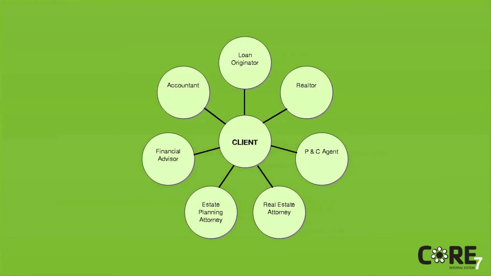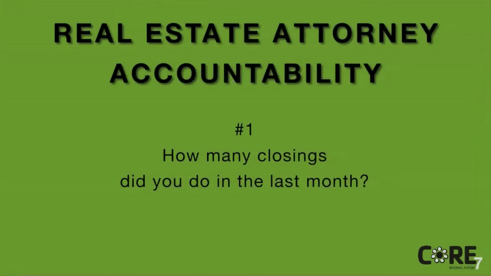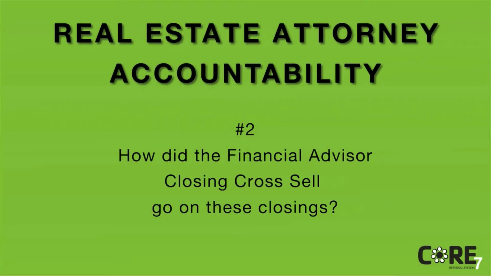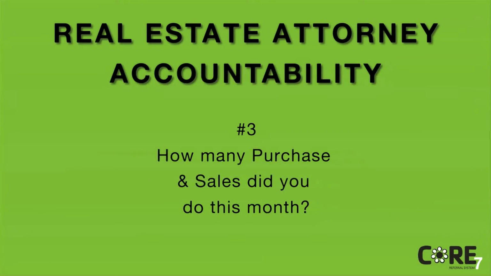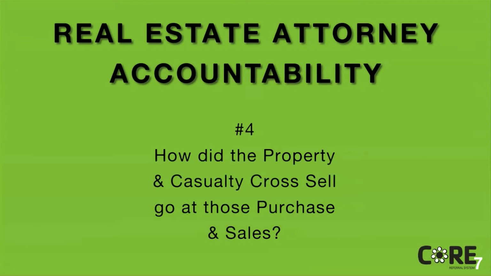So again, the primary target should always be reviewed at the Core 7 mastermind meetings. What are the questions that should be asked at these meetings? For the real estate attorney, the questions to make sure are addressed are, number one, how many closings did you do this month? Number two, how did the financial advisor closing cross-sell go on those closings? Number three, how many purchase and sales did you do this month? And how did the property and casualty cross-sell go at those purchase and sales? Again, focusing on the primary targets.